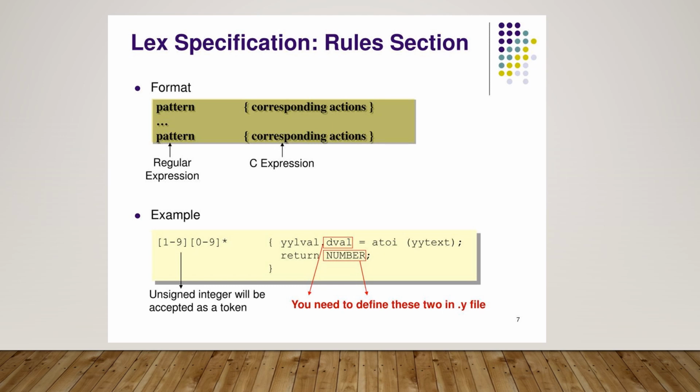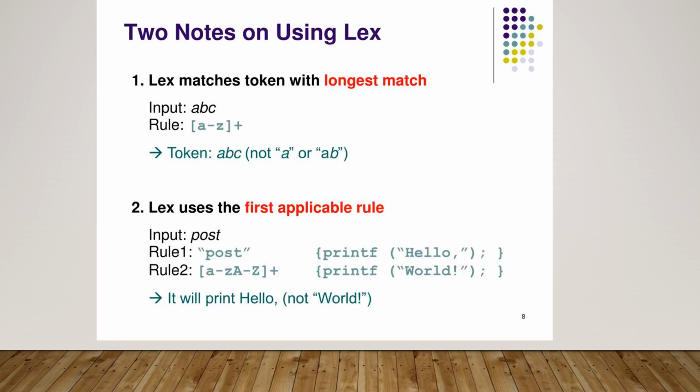Here is an example of the Lex specification rule section, where 0 to 9 with star represents zero or more digits, and 1 to 9 with plus means one or more. This unsigned integer will be accepted as a token. On the right side, yylval.dval equals atof(yytext), return NUMBER, where dval you need to define in the y file.